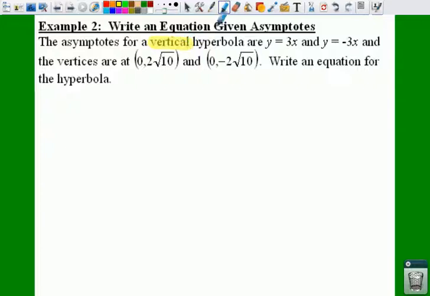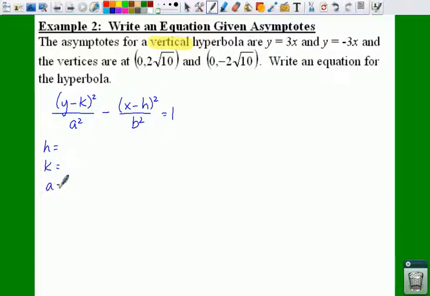So if we have a vertical hyperbola, that means we're going to follow the equation (y minus k) squared over a squared minus (x minus h) squared over b squared equals 1. So we need to find h, k, a, and b. The good news is our vertices actually tell us 3 of those 4 things.